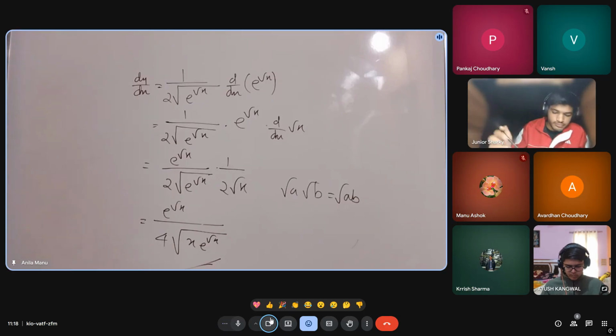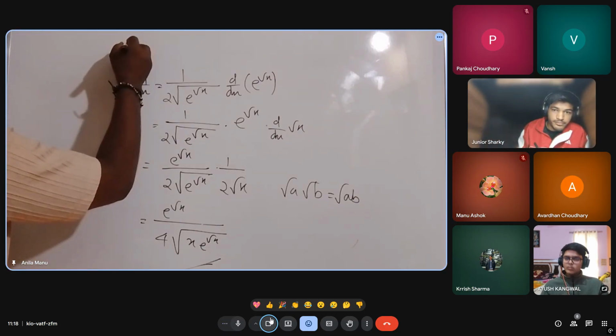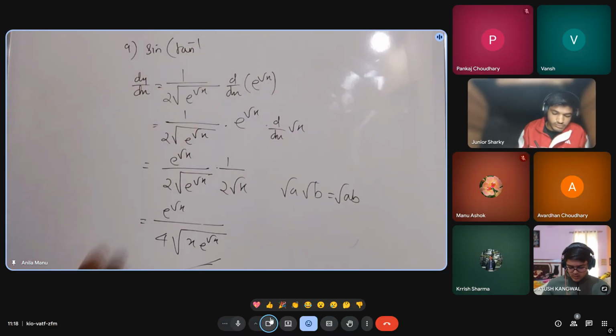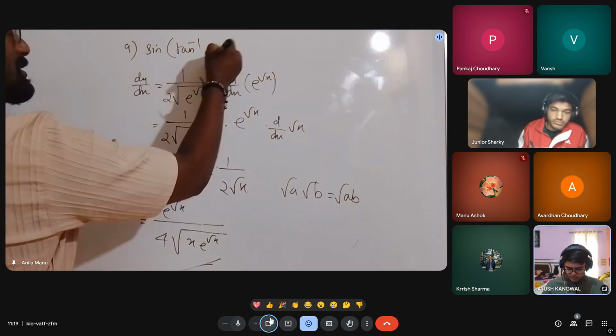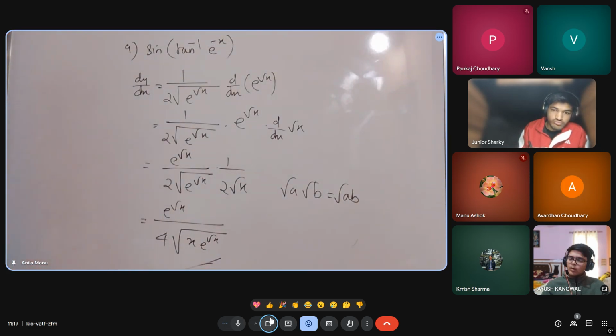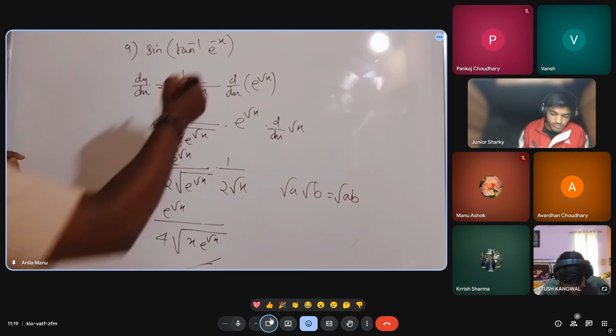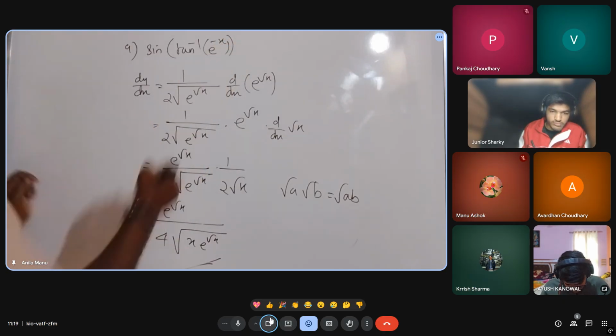Okay. Sine of tan inverse of e raised to minus x. Sine of tan inverse of e raised to minus x.